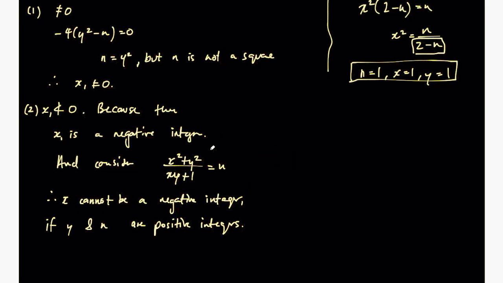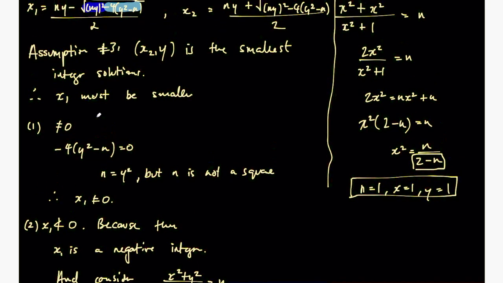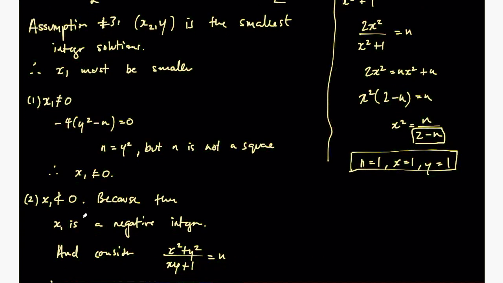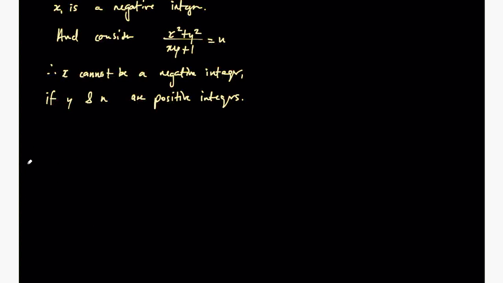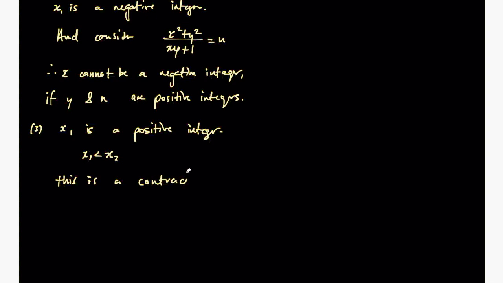Okay, all right, so now we've shown that x1 cannot equal 0. I should have written x1 there. x1 cannot equal 0. x1 cannot be less than 0. And we're just about at the finishing line here. Therefore, x1 is a positive integer, such that x1 is less than x2. And this is a contradiction.